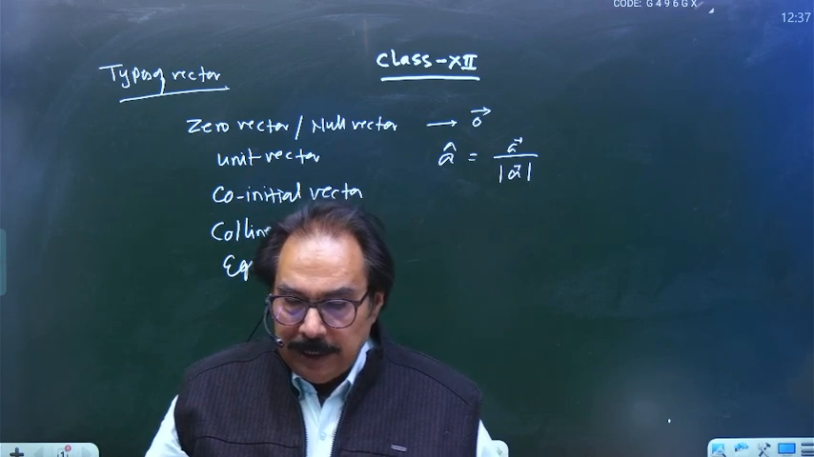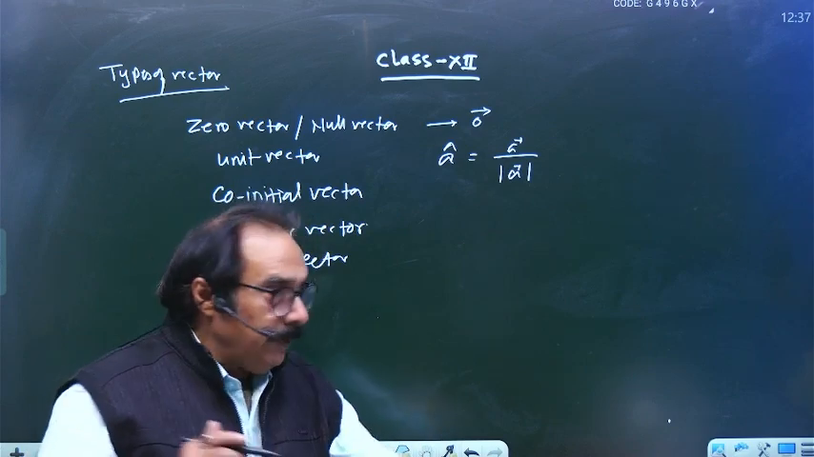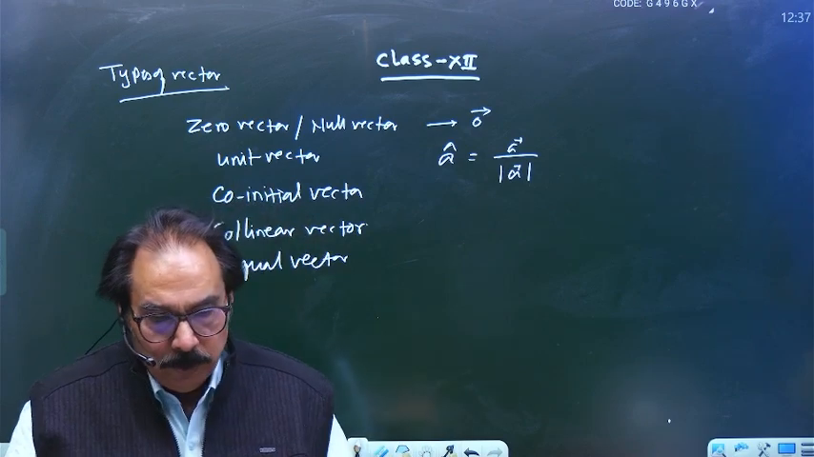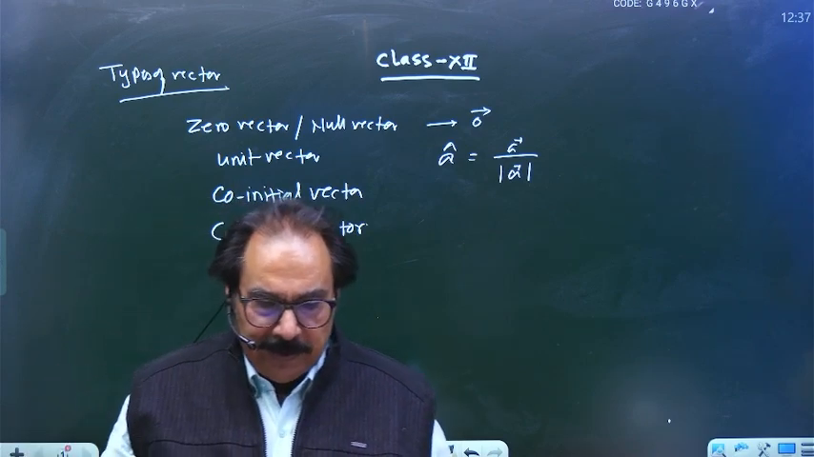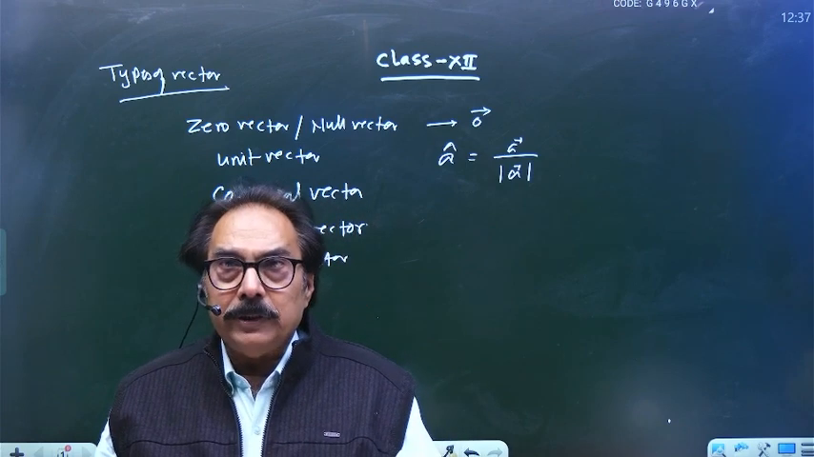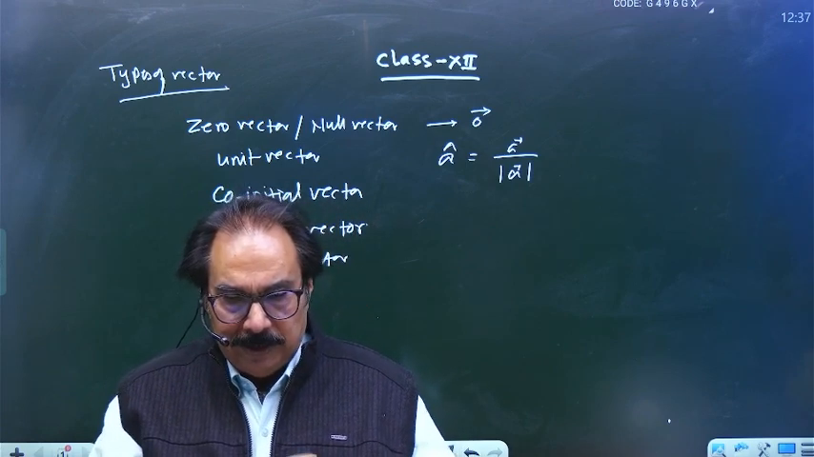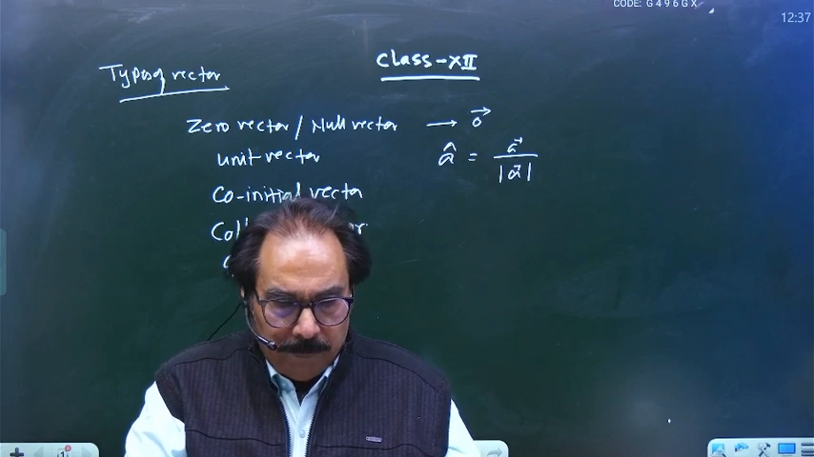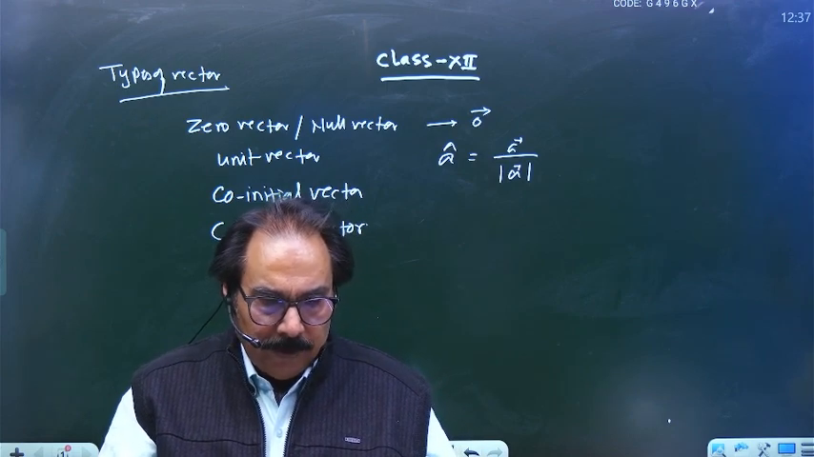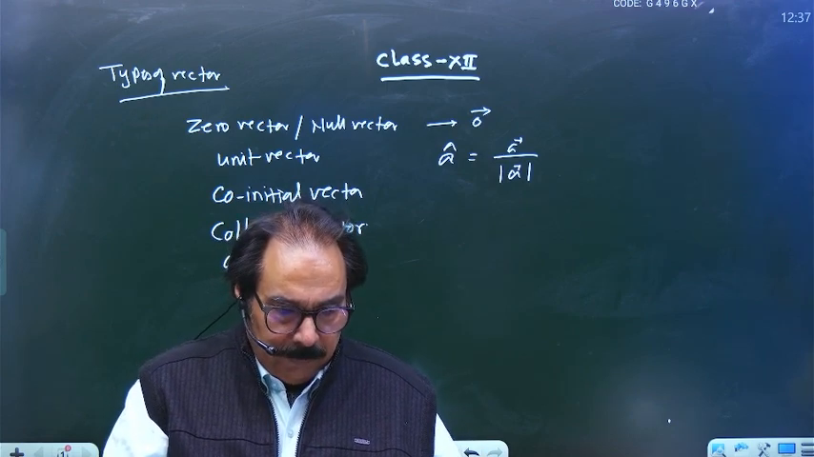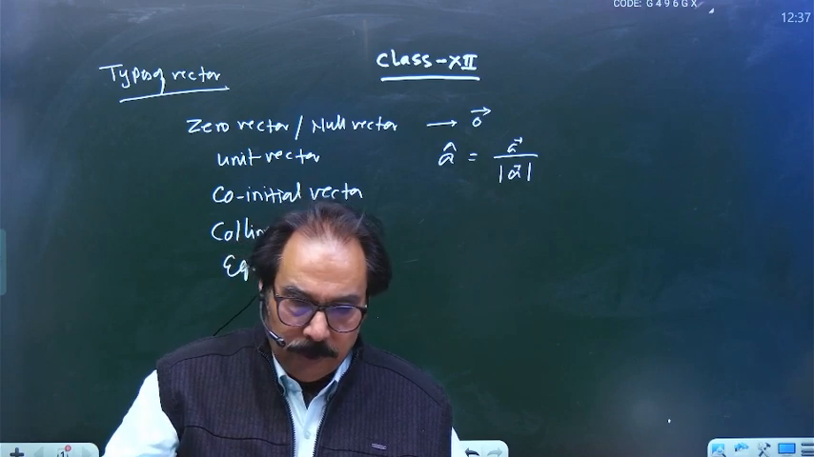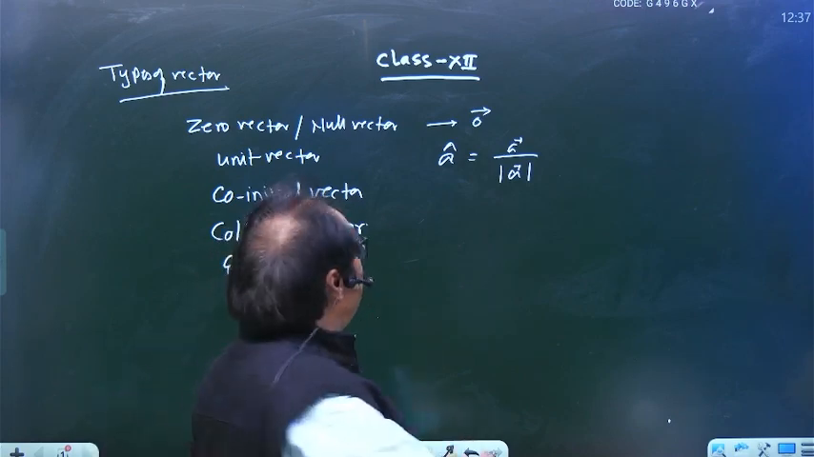Negative of a vector means a vector whose magnitude is the same as that of the given vector but whose direction is opposite. That is called a negative vector. So having given this much of the basic concepts, now we will switch over to exercise 10.1.